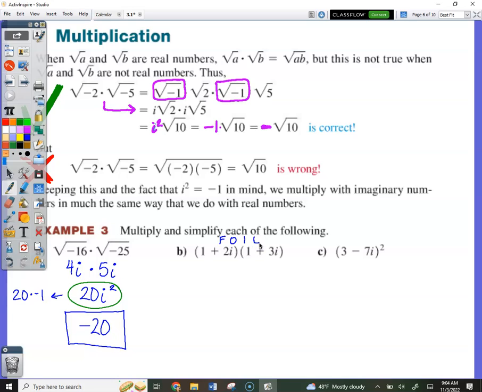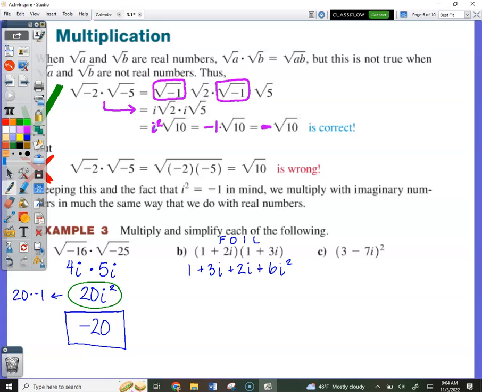Multiply the first term times everything in here. So that would be 1 times 1, 1 times 3i. Right? Then multiply the second term times everything in the parentheses after it. So that would be 2i, and 2i times 3i is 6i squared. Just write it. Yes, it is an i squared, just write it. That's what the next line's for.